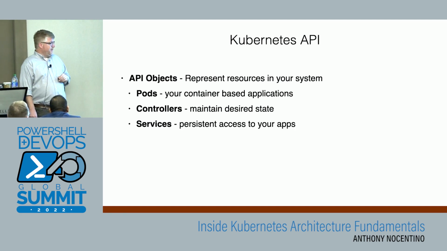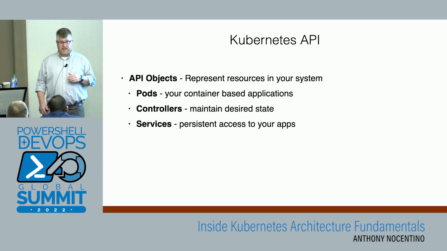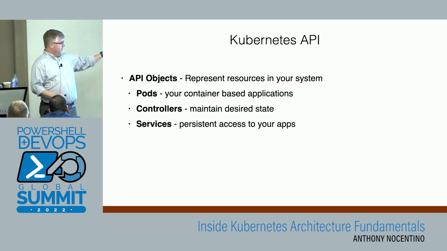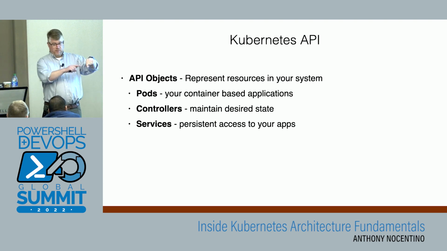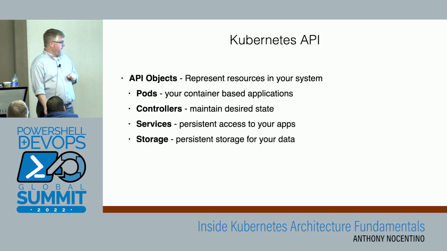And then services are going to be persistent access to our applications. So if I deploy 10 pods on my cluster, I don't want to have to keep track of where the 10 pods live to send workload to it. Kubernetes will provision a persistent IP and DNS name for me to send traffic to, and then it will distribute the workload for me, which is really super fabulous.